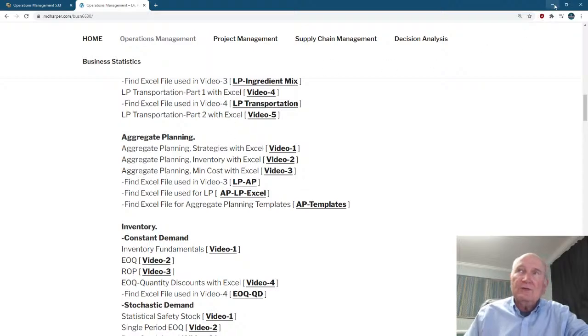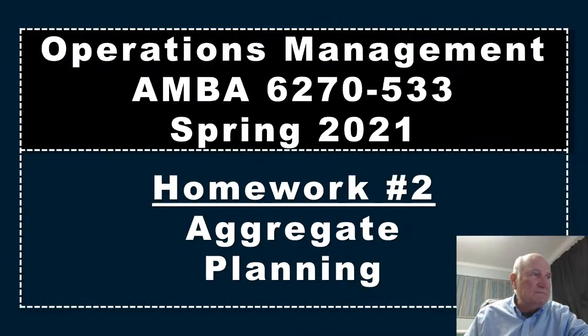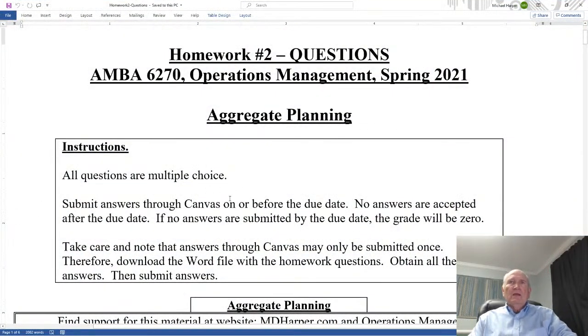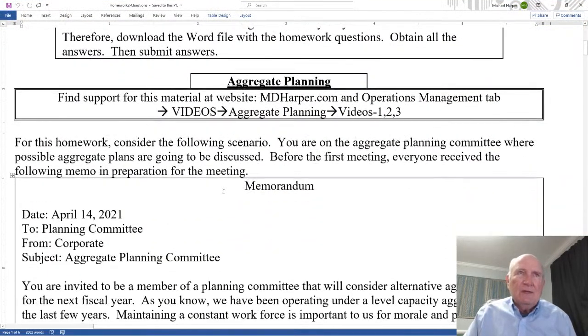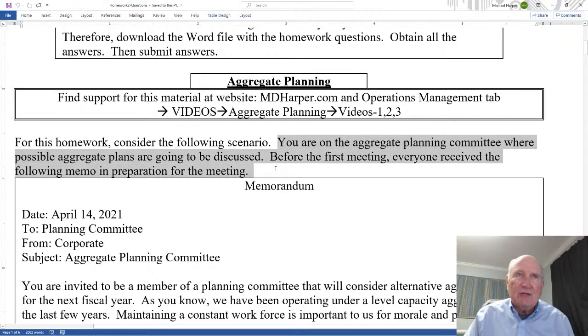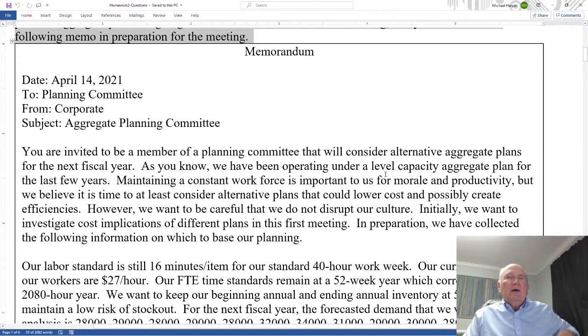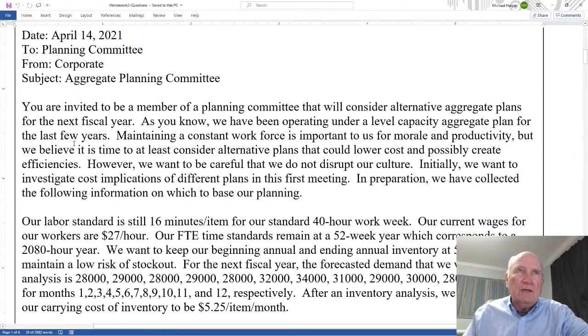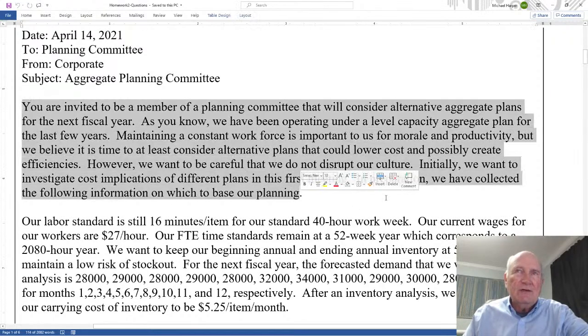Okay, so let's bring up the homework. Homework number 2 is a scenario. Consider the following scenario. You are the aggregate planning committee where possible aggregate plans are being discussed. Before the first meeting, everyone received the following memo. In this memo, we start with the primary information to set up the problem. The first paragraph here establishes the mood, the setting, somewhat the scenario, but there are important aspects to this.